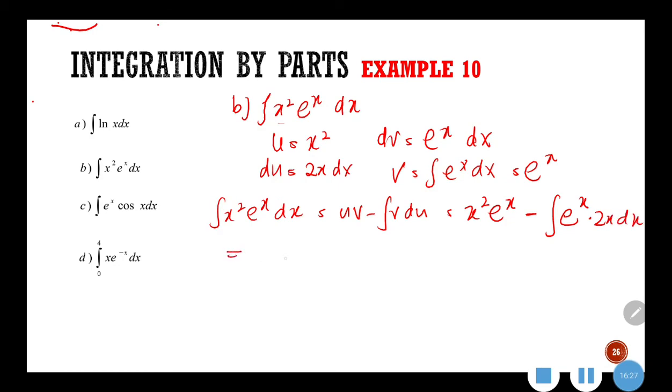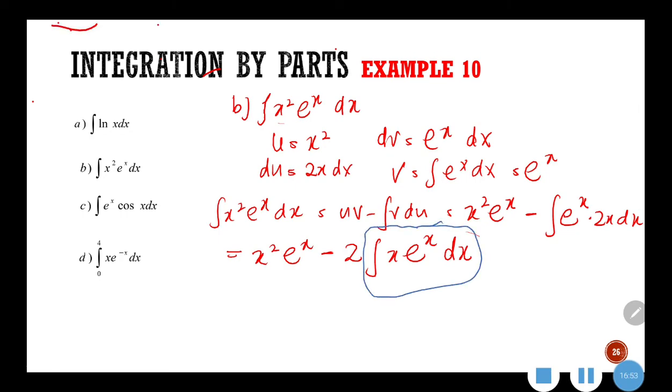So saya letak kat sini x square e to the power of x minus 2, with 2 is a constant kan, you may bring it out, integration of x e to the power of x dx. Nampak tak? Is it gonna solve the problem? Not yet. Kita masih lagi ada this part. Okay, we still have this part. Okay, so how we gonna solve this integration?